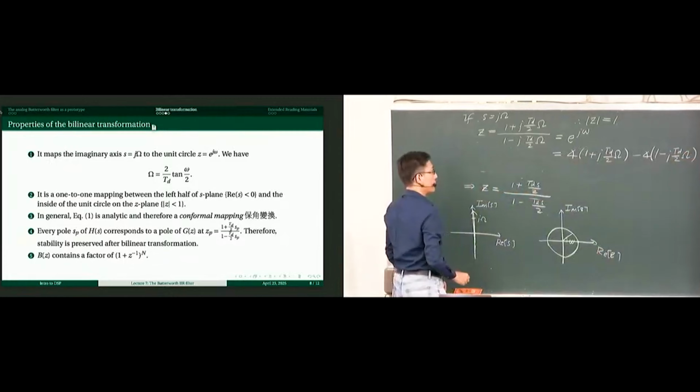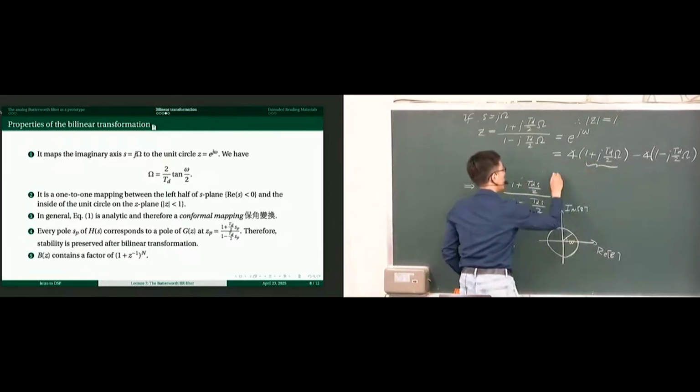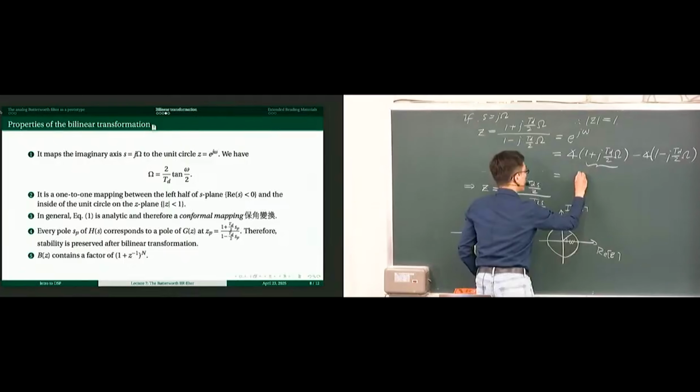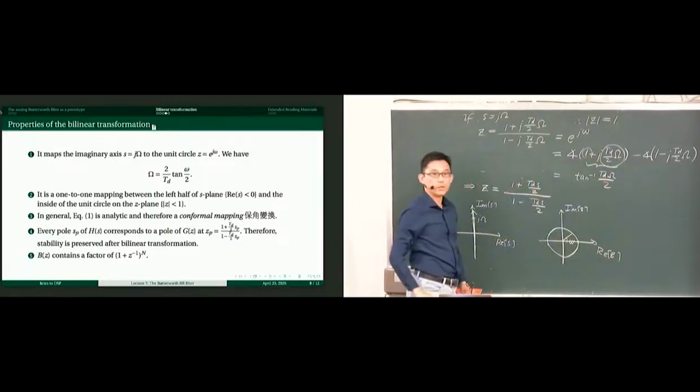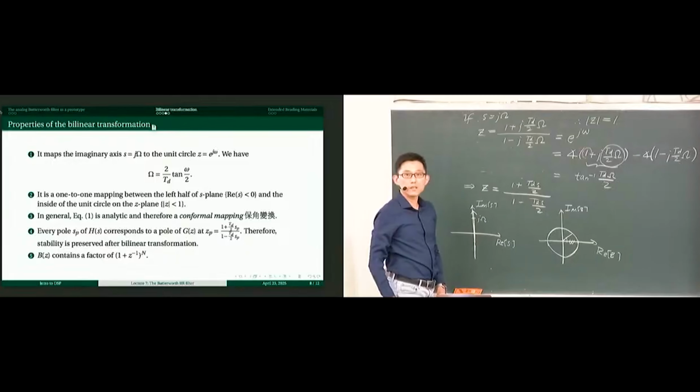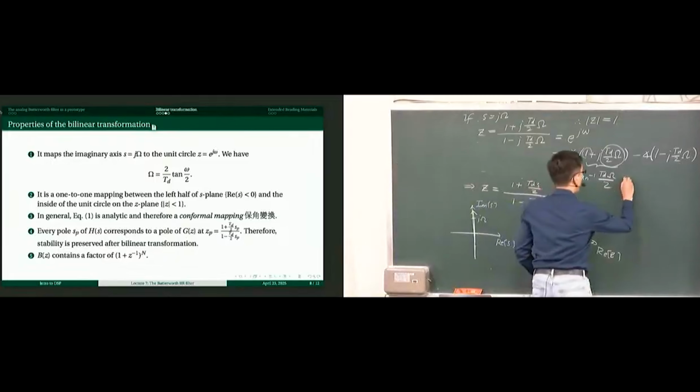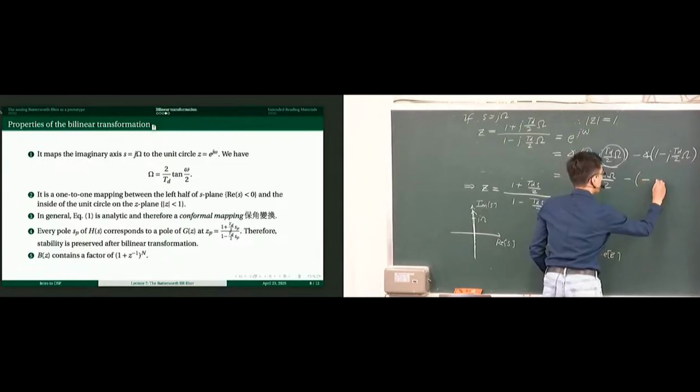Okay. So therefore, what is this angle? The angle right here is exactly arctangent of the imaginary part divided by the real part, which is 1. And similarly, the angle here is just minus arctangent of T_d omega divided by 2.